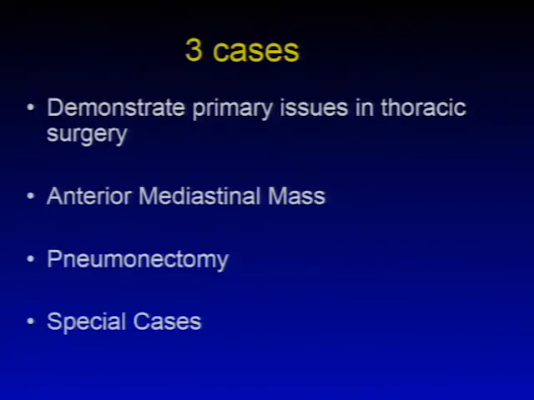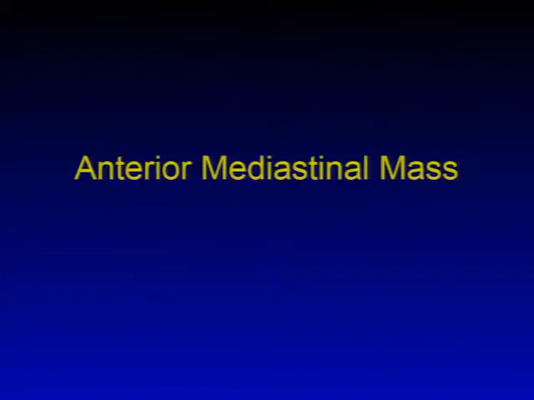Today we're going to discuss three cases, and I would like to demonstrate the primary issues in thoracic surgery. As listed on the slide in front of you, we're going to discuss, first, an anterior mediastinal mass and how we take care of those individuals, as well as how to take care of a patient who presents for a mediastinoscopy, a pneumonectomy, and we're also going to go through some special cases as well.